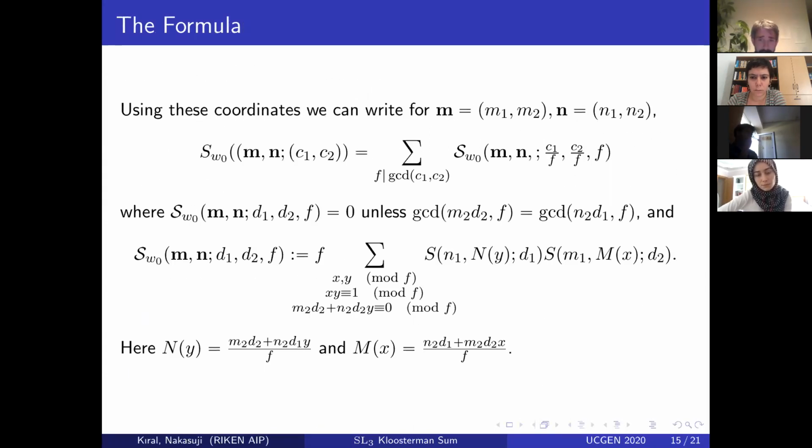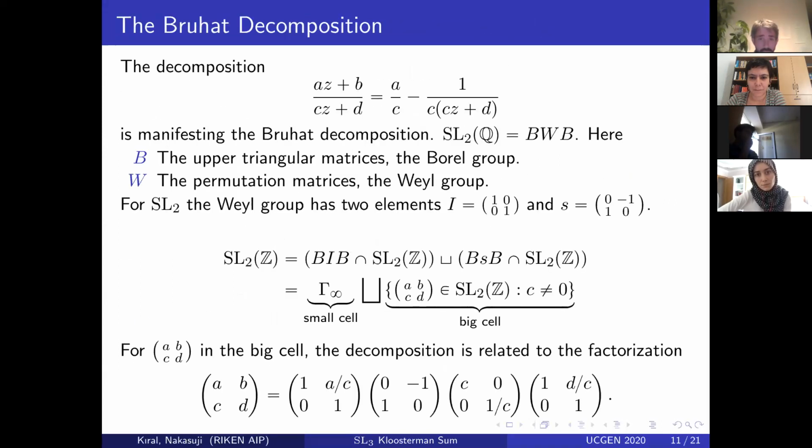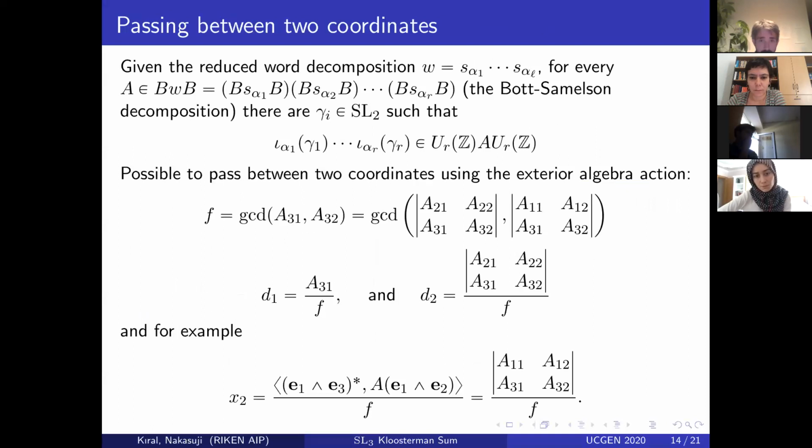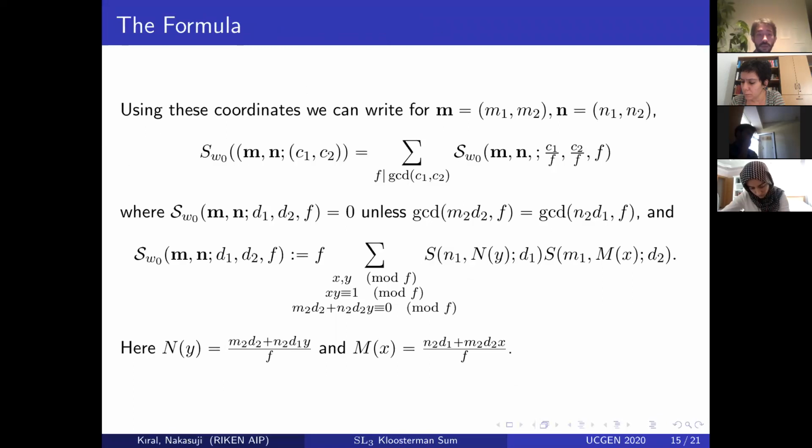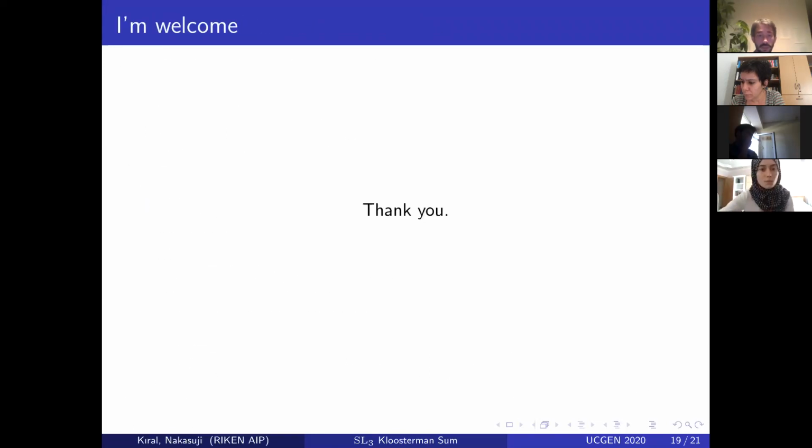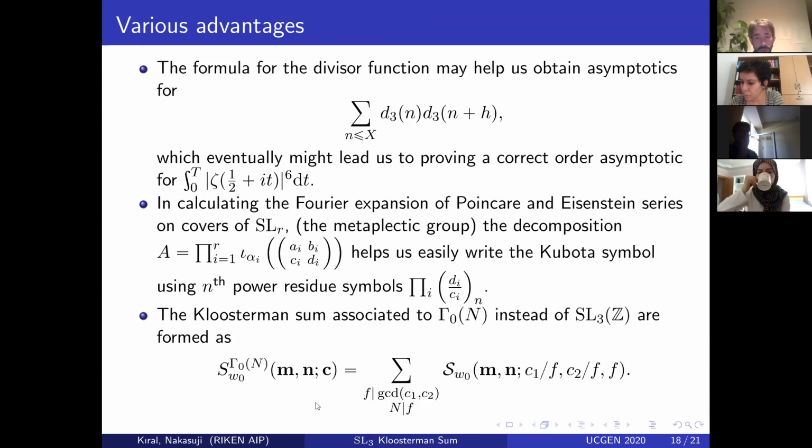Let me go back slightly. F is the GCD of A31 and A32. These two elements being divisible by n is exactly the same thing as F being divisible by n. So that's a complete characterization of gamma 0 n. Gamma 0 n is described by these two elements being divisible by n. So basically this Kloosterman sum would still be written as a summation over the F parts, but only those F which are divisible by n would show up.